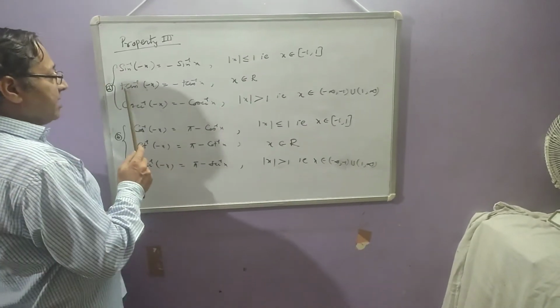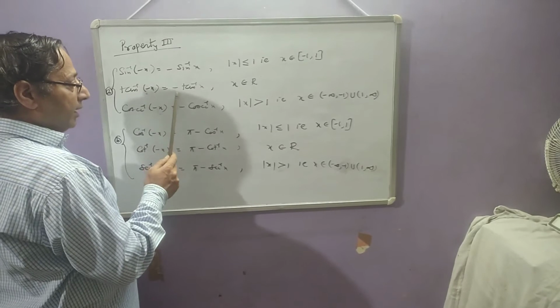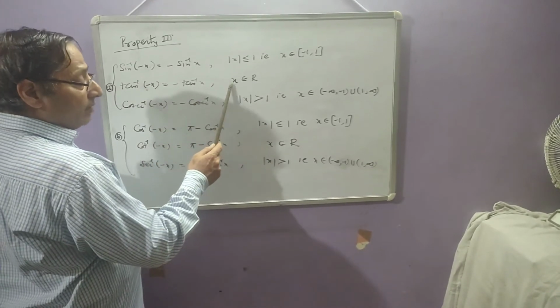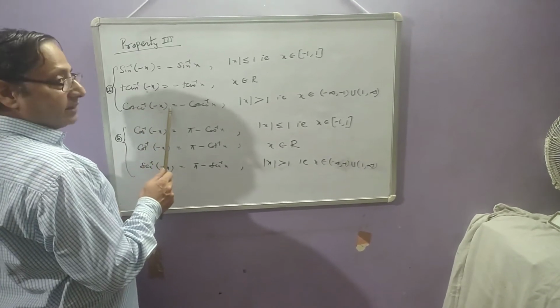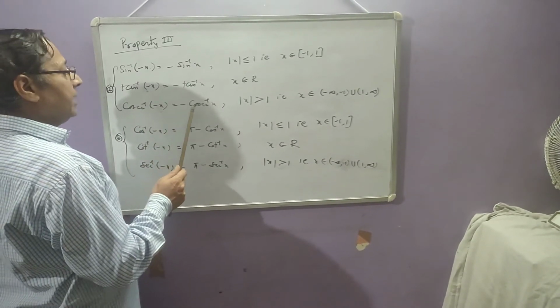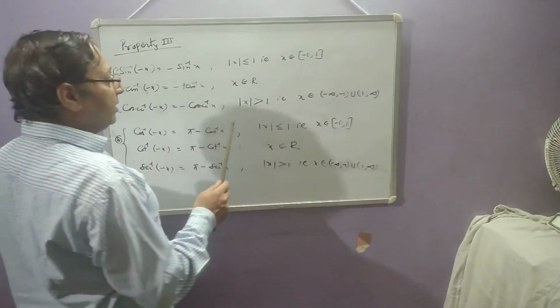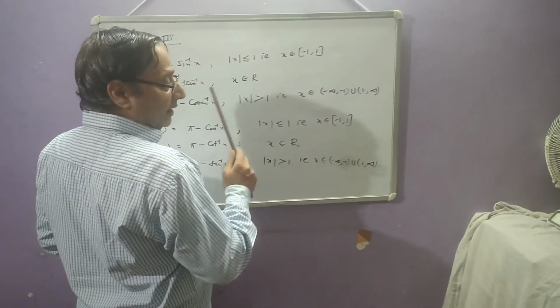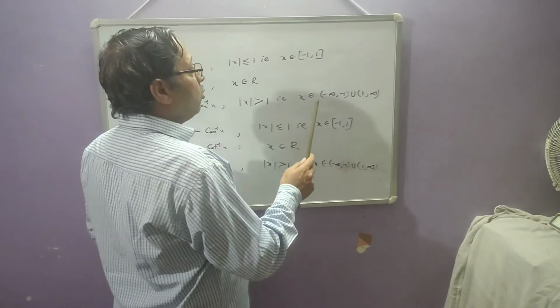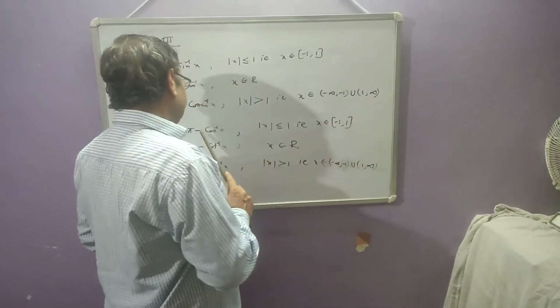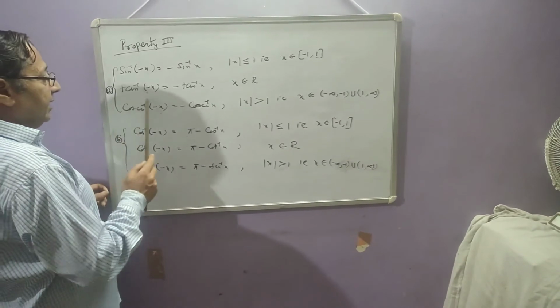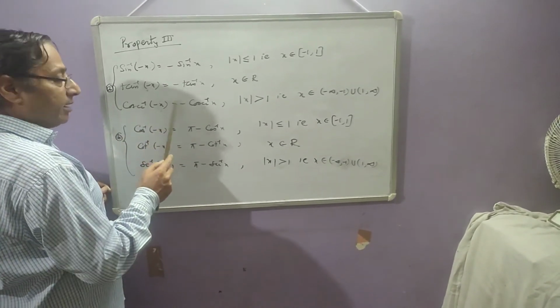In case of tangent inverse of minus x, it is equal to minus tangent inverse x whenever x is any real number. And cosecant inverse of minus x is equal to minus cosecant inverse x whenever |x| is more than or equal to 1, that is, x belongs to the open interval minus infinity to minus 1 union 1 to infinity, and this is the first category in which the negative sign is taken outside.